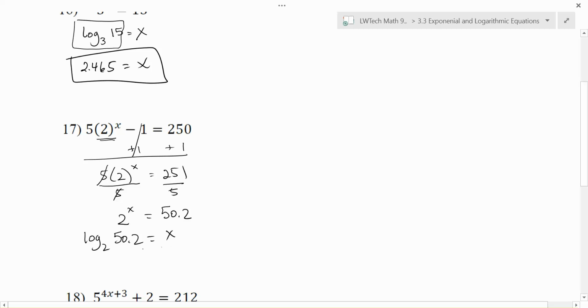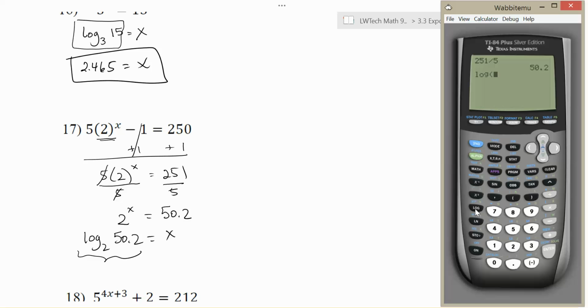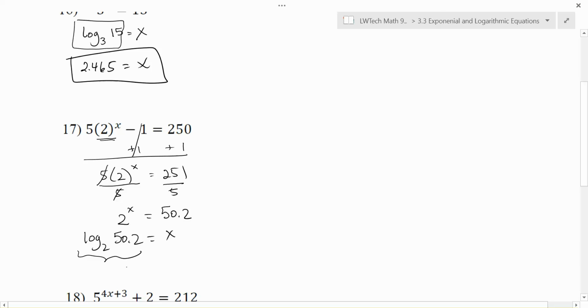The x is alone, it's on the main level, and all I need to do now is figure out what log base 2 of 50.2 is. Go ahead and grab your calculator. Again, here I'm going to do my change of base formula, so log of 50.2 using the common log, divided by the log of 2, which was my base, since I wasn't using base 10. And I come up with my solution for x as 5.6496. And that gets the x by itself.